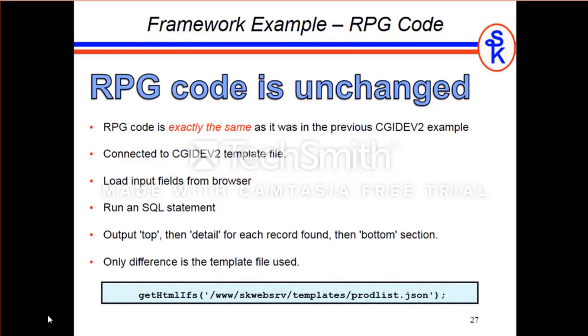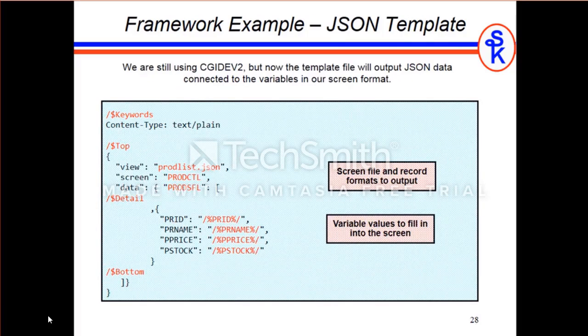it will actually work exactly the same as the previous example. The RPG code is actually the same. The only difference is which template in the IFS you use, okay? So it's going to point to a JSON template instead of pointing to an HTML template. And this is what that JSON template looks like.